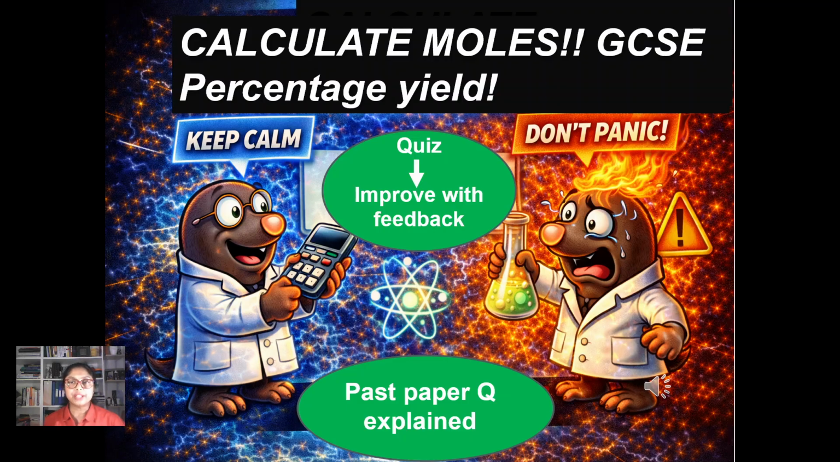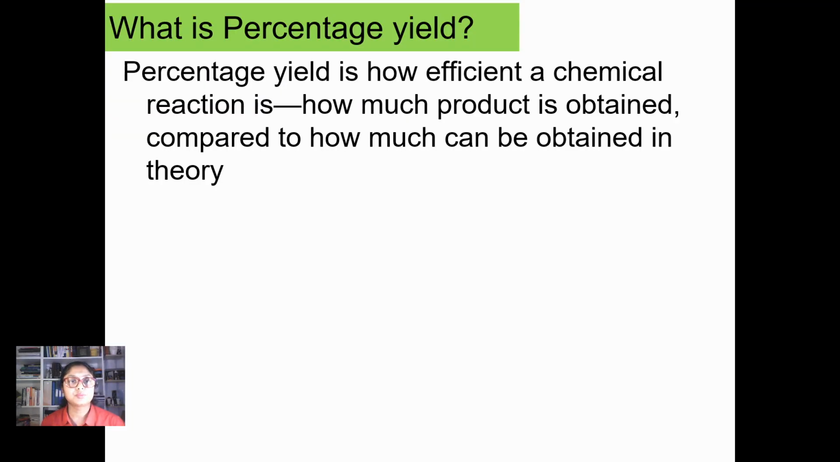Let's start calculating. Take a calculator and a periodic table. What is percentage yield? It is how efficient a chemical reaction is, which means how much product is obtained compared to how much can be obtained in theory.